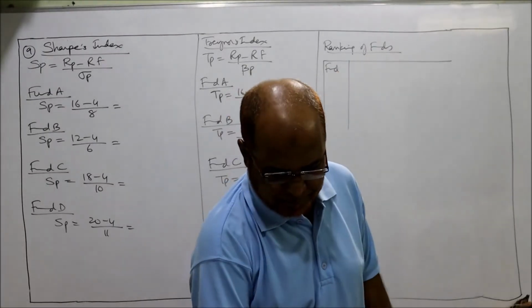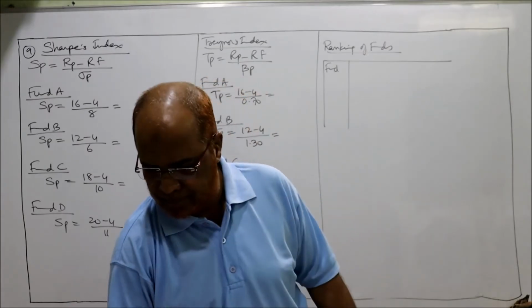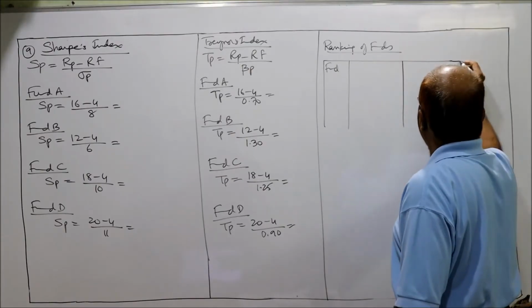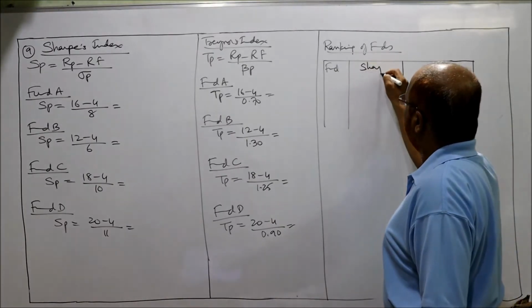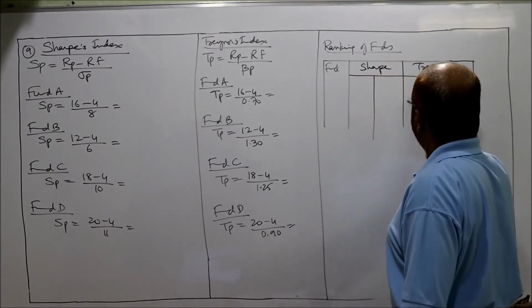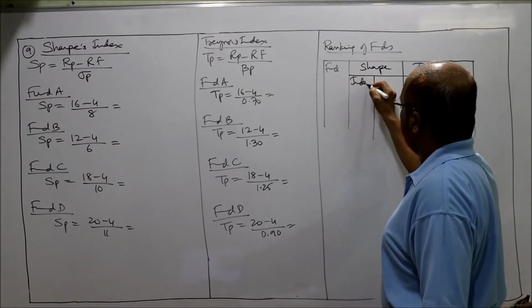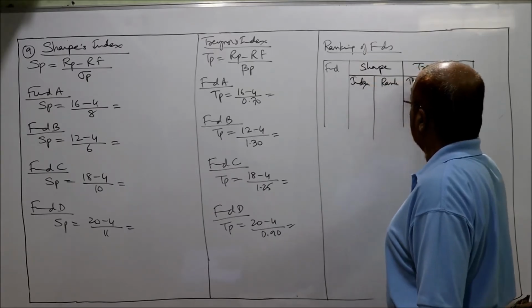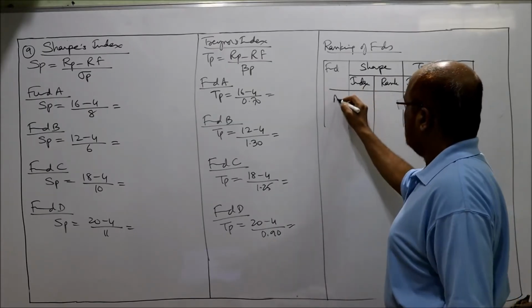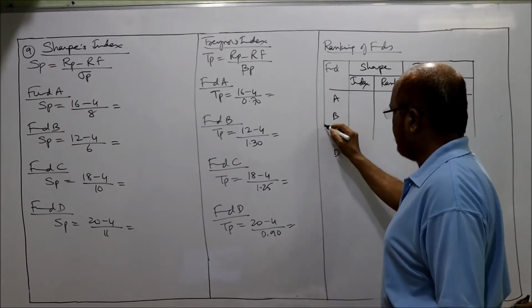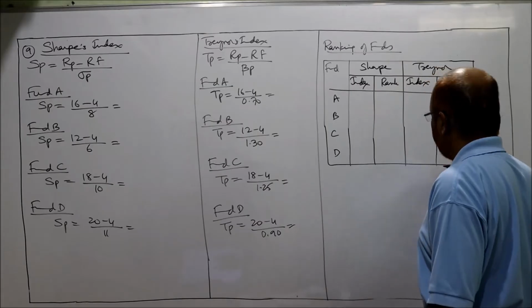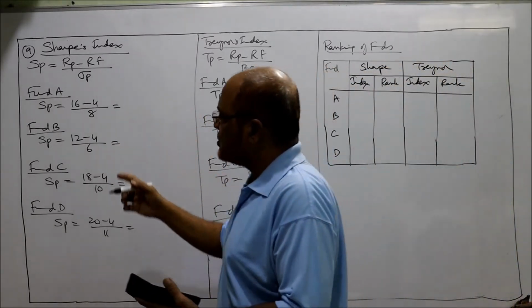Fund, then here we'll take Sharpe. Here we'll take Trainer. Index rank. Index rank. A, B, C, D. That's all. So first of all, we'll make the calculations for the index.